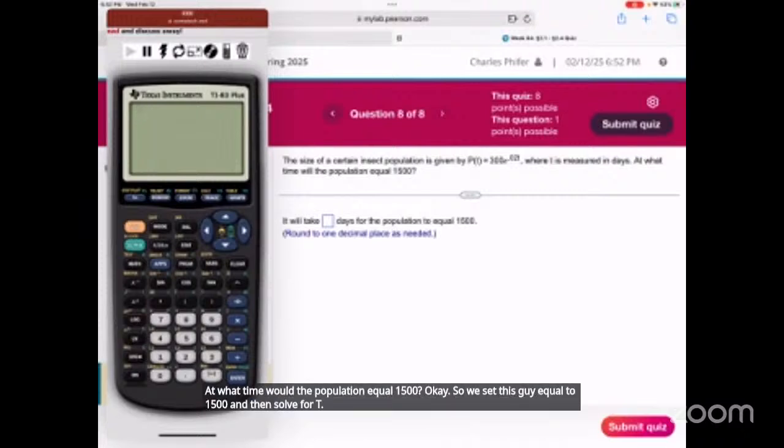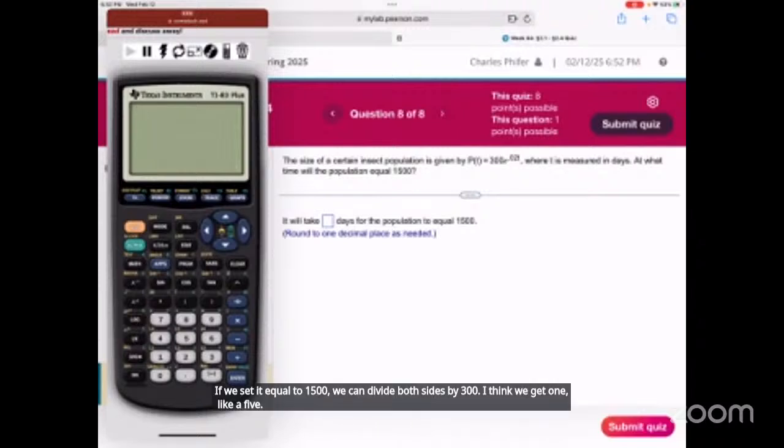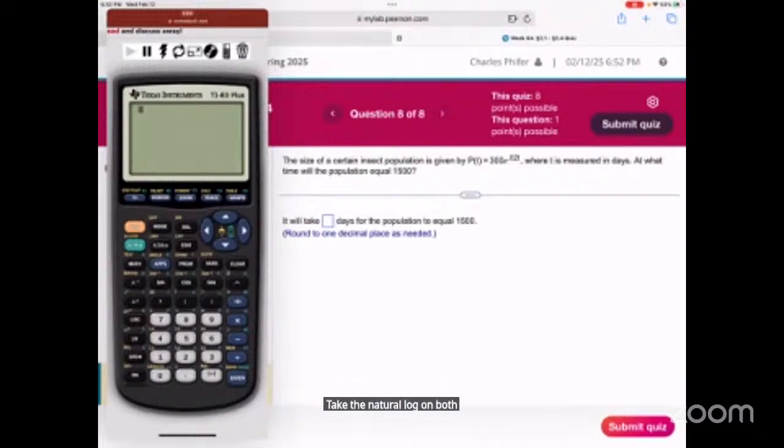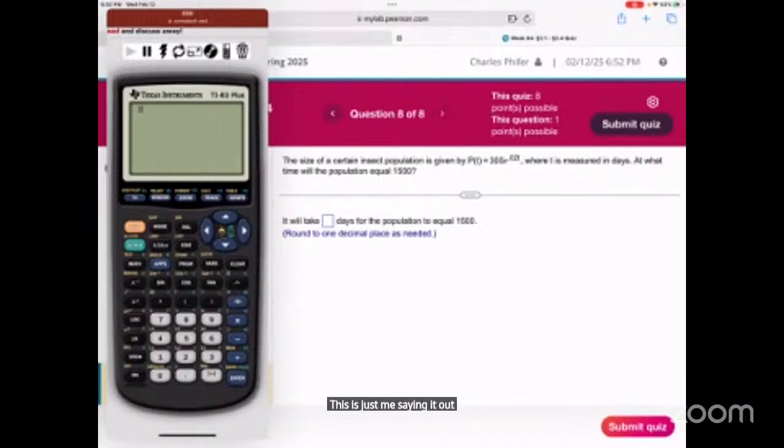If we set it equal to 1500, we can divide both sides by 300. I think we get like a 5. Take the natural log on both sides, so then we get 0.02t equals the natural log of 5. So then t equals the natural log of 5 divided by 0.02. This is just me saying it out loud. Hopefully that made sense. If it doesn't, just write it down. Like if you write it, you'll see it a lot better.